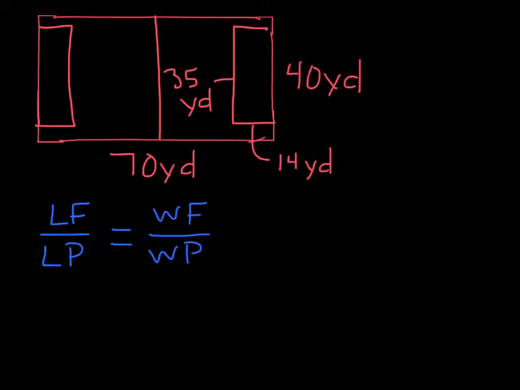So let's write our ratios. Length of field is 70. Length of penalty area is 35. Width of field is 40. Width of penalty area is 14.